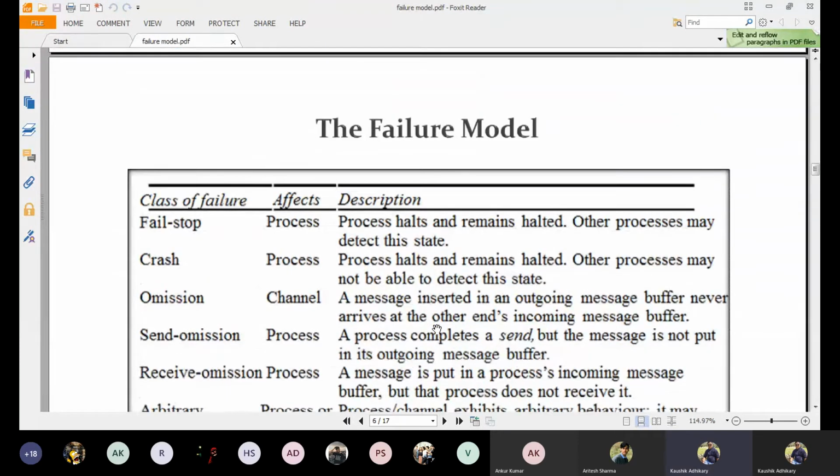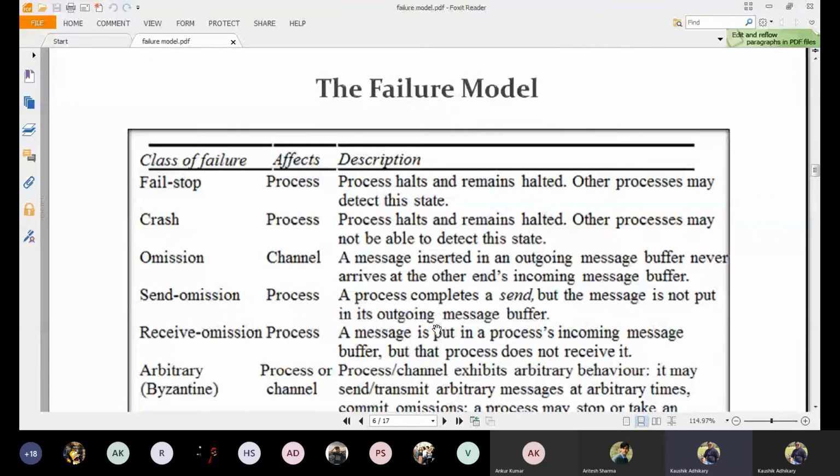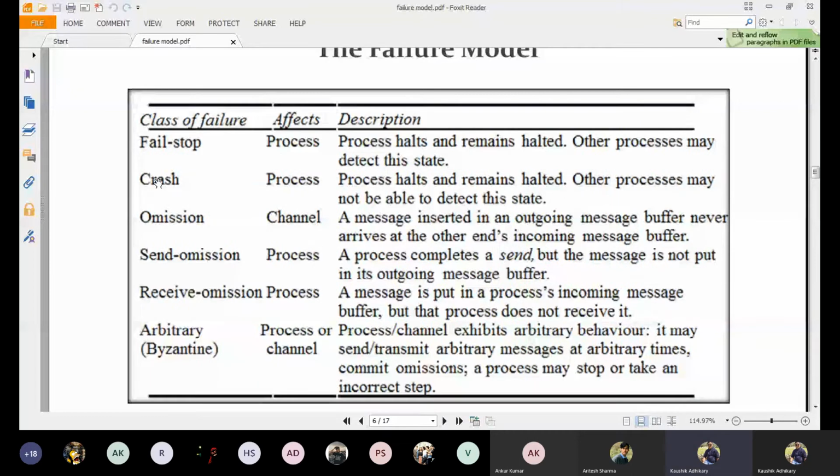So these are the different failure models that I have discussed, where we discussed fail-stop. It affects the process, in which the process will halt and remain halted. Other processes may detect this state. This means fail-stop happens in synchronous systems. In a crash, the process halts and remains halted. Other processes may not be able to detect this state because this failure occurs in asynchronous systems.